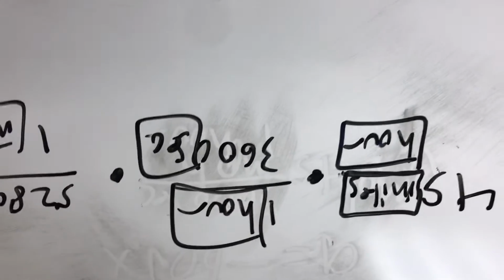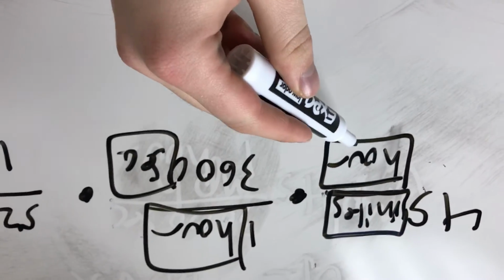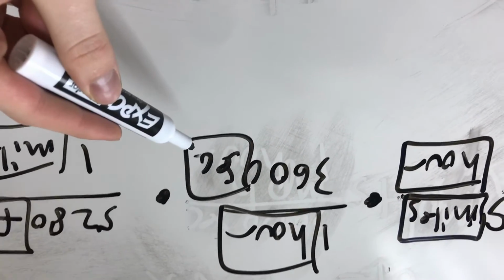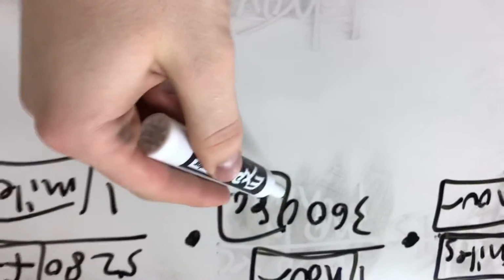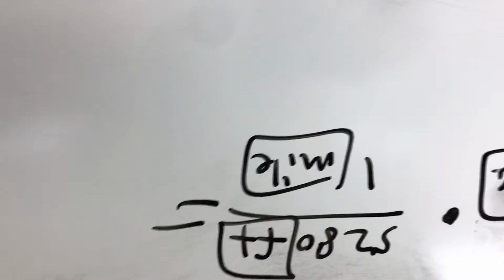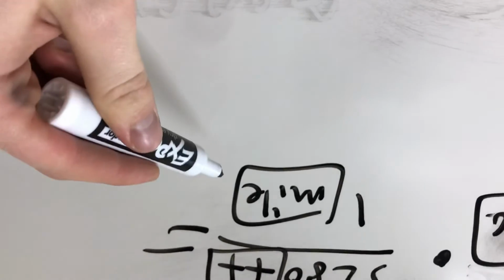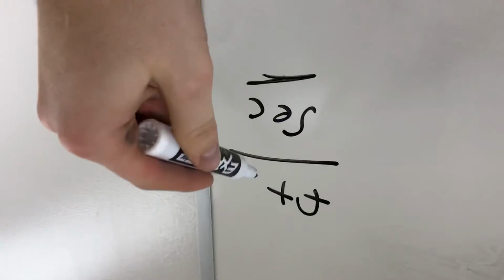And then I think, okay, so I have miles over an hour right now. So I want to get rid of hours. So I'm going to put hours on top. And I want seconds, so I'm going to put seconds on the bottom. Okay, I want seconds on the bottom, so I'm going to put seconds on the bottom and get rid of the hour. And I also wanted miles to go away, so I put miles on the bottom so it would cancel out, and then feet are on top like I want.